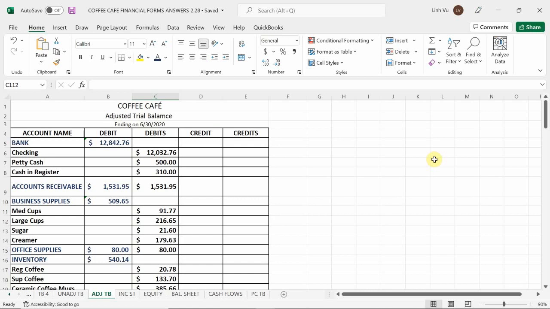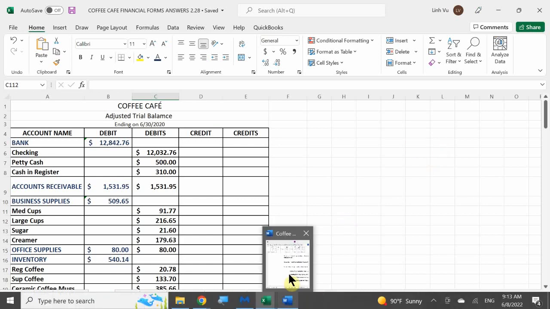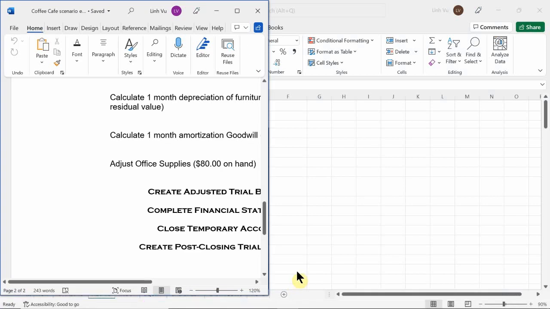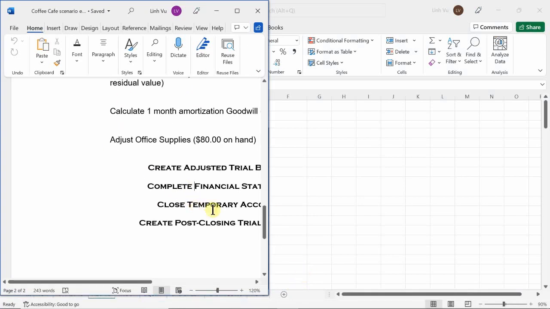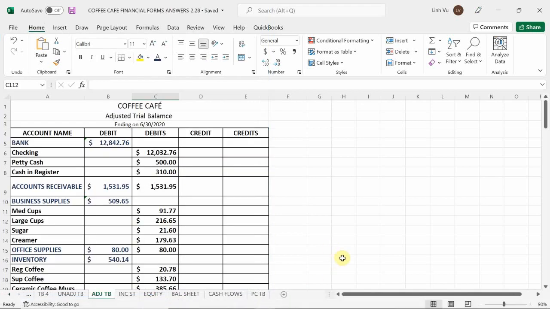All right, so the next step is the accounting cycle, right? We just finished step 7, which is completing the adjusted trial balance. Now we're doing step 8, which is to complete the financial statements. For your financial statements, all you need is your adjusted trial balance, okay?